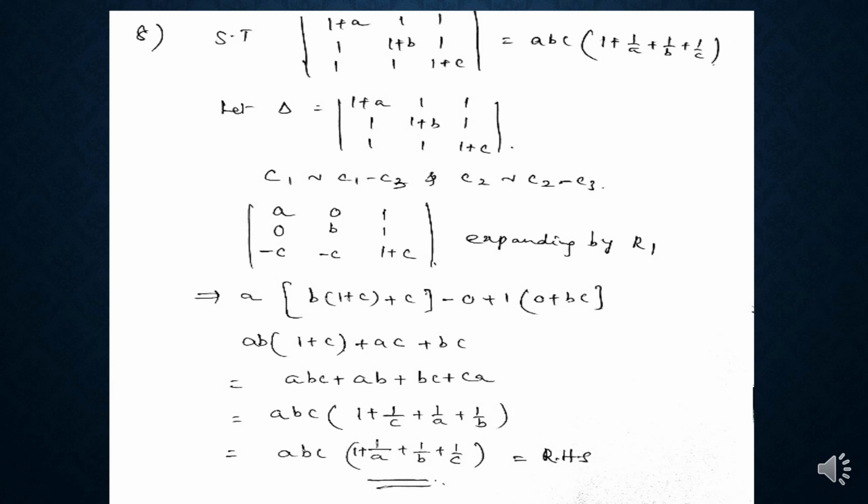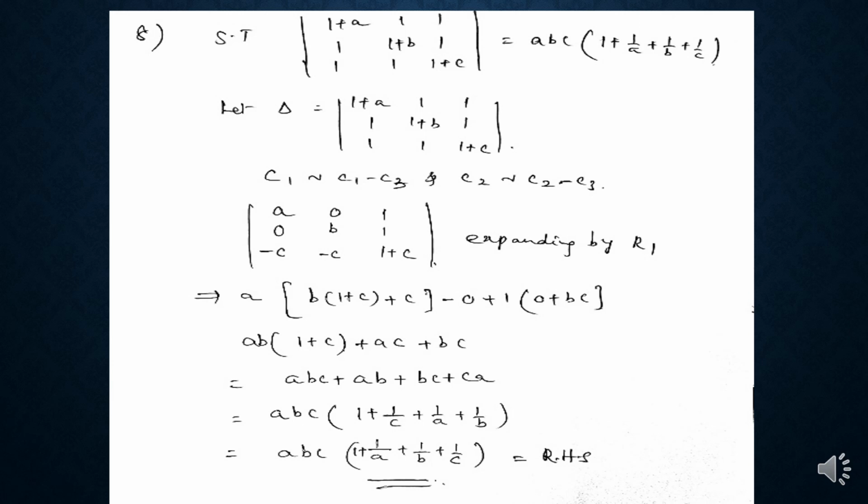So by changing C1 as C1 minus C3, that is 1 plus a minus 1, that is a, 1 minus 1, 0, 1 minus of 1 plus c, that is 1 minus 1 minus c, that is minus c, and C2 changes to C2 minus C3, that is 1 minus 1, 0, 1 plus b minus 1, b, 1 minus 1 minus c, that is minus c, and third column is as it is. So third column is 1, 1, 1 plus c.